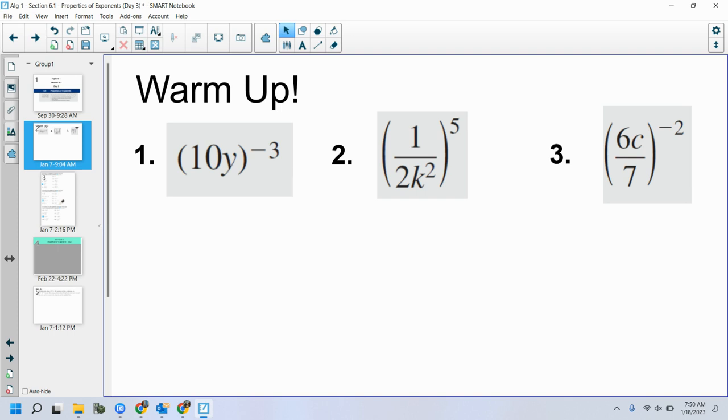So we got 3 problems for our warm-up. These cannot be right. They can't seriously be right. There's no way these are right. What'd you say, bro? Nothing. Keep on yapping. Hey, that's actually pretty close. That's pretty close.